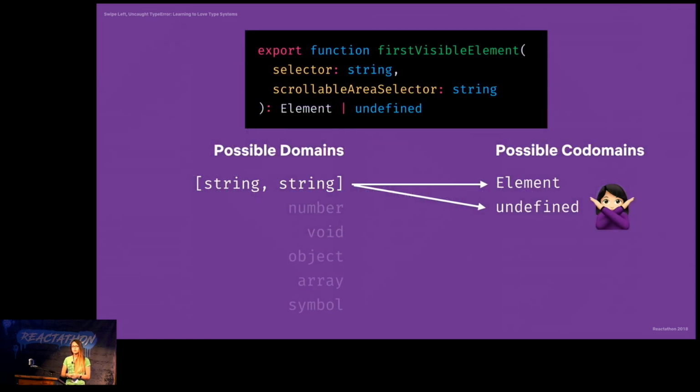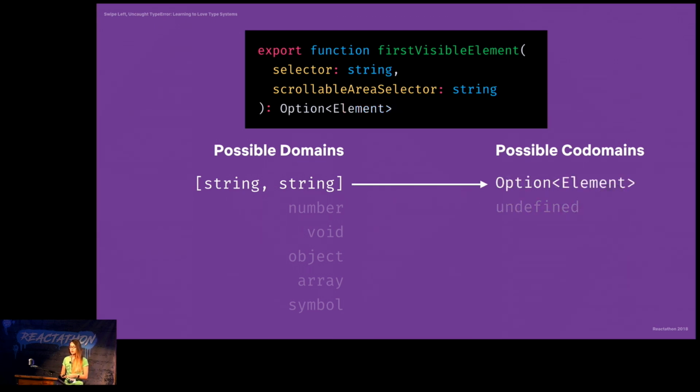Now let's look at one more example. This function detects the first element in the viewport inside of a scrollable element, a scrollable container. And because this function can return undefined, it's also a partial function. For example, what if I gave it a selector that gave me no elements? So we can reduce the codomain of this function to make this total as well by wrapping the return value in an option type. So now every input to this function will give you an output in this codomain, and it will never be undefined.